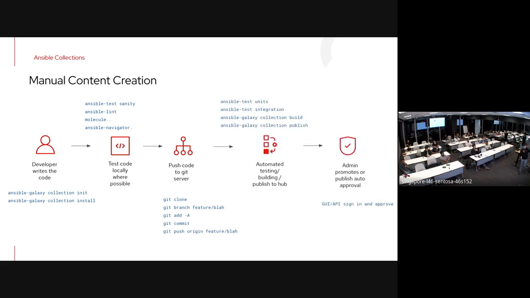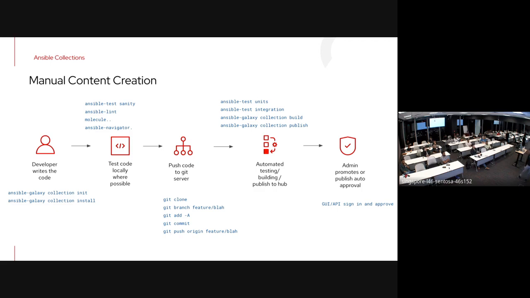So when the developer writes the code, you could use ansible-galaxy collection init to create a structure, a skeleton, and after which we can also install the things which are already available today. We are able to test the code locally wherever possible. Then we will do a push of the code to the Git repository server. So those are some of the commands that you'll be typically using.